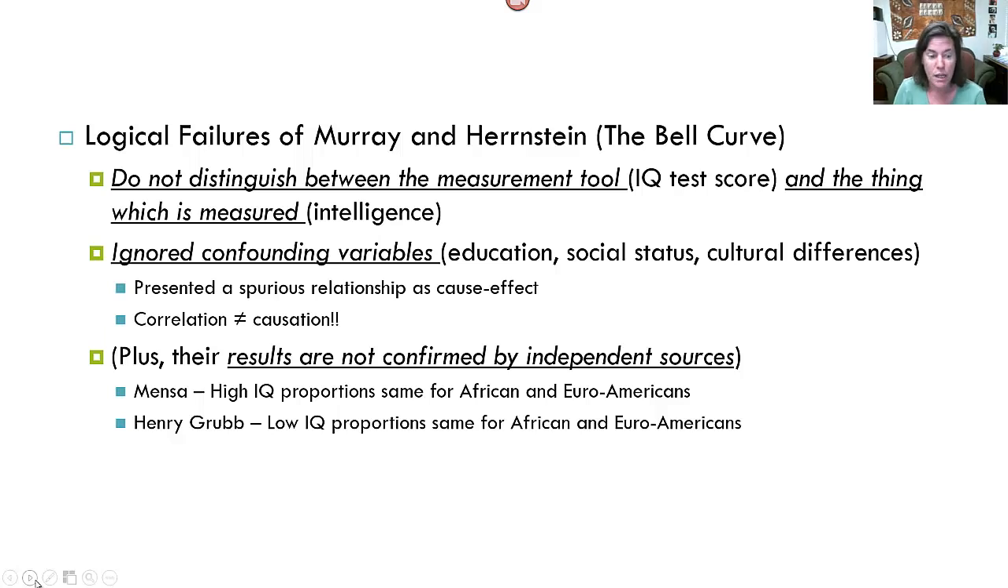For example, Mensa, the High IQ Society, says that the high IQ proportions are the same for African and European Americans. You might expect that if Murray and Herrnstein were correct, we would have fewer really smart Africans compared to European Americans, but that's not the case. Henry Grubb also notes that the number of African Americans that have low IQ is equivalent to the number of European Americans that have low IQ.